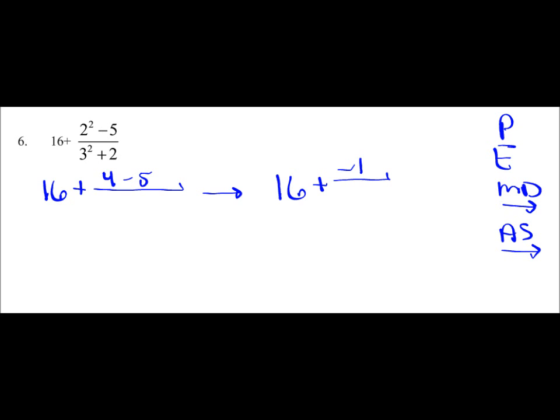And now I just have to deal with the denominator. 3 squared is 9 plus 2. So now we're working down here. 9 plus 2 is 11. So what I have is 16 plus -1 over 11. 16 becomes 176 over 11 plus -1 over 11. And when I add those two fractions together, I have 175 over 11.